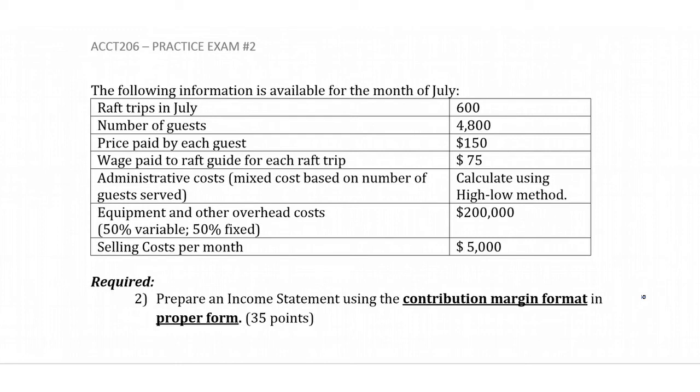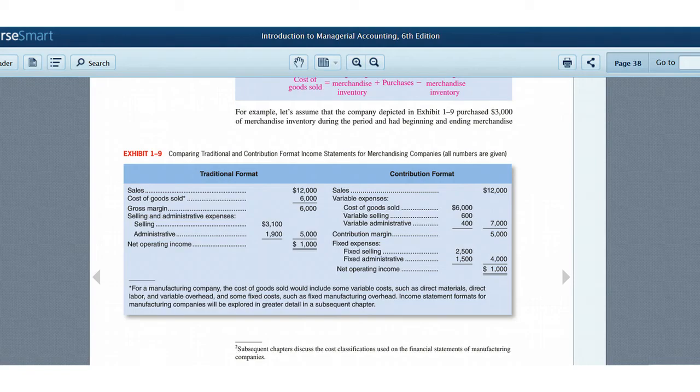Okay, for the second part of problem 1, we're asked to prepare a contribution margin income statement in proper form, and I hope my form is the proper form. This is your textbook, and this is on page 38, but you have a custom book, so it may be a different page. But the contribution margin format is right over here, right?